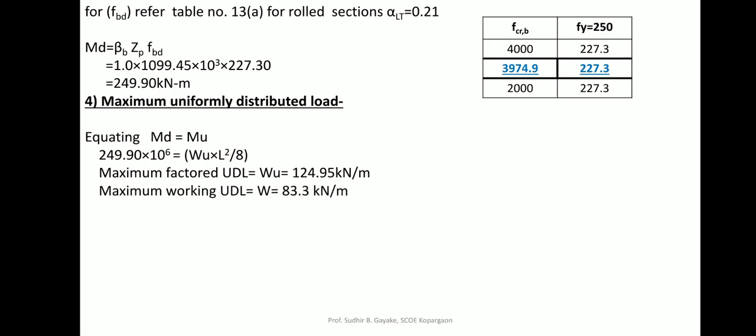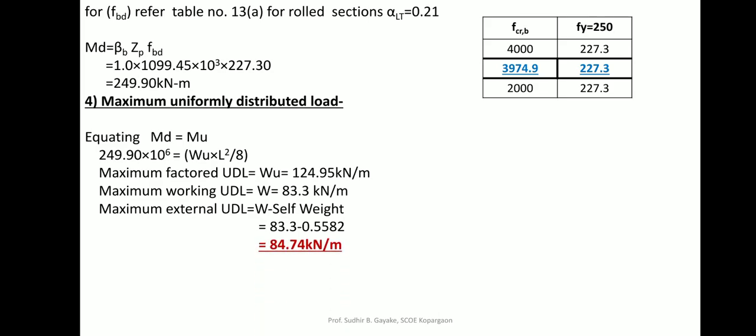So your working load WU value is 83.3 kilonewton per meter. Your self weight, if we are assuming a certain value according to the given data, at the given rate, just subtract that value and the final answer is going to be 84.74 kilonewton per meter. This is the maximum UDL that can be applied on a laterally unsupported beam for a given cross section. Beyond this, your section is going to deflect or deform or directly fail.